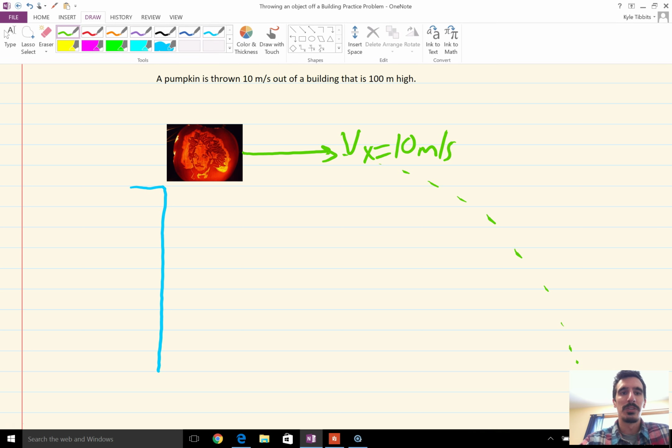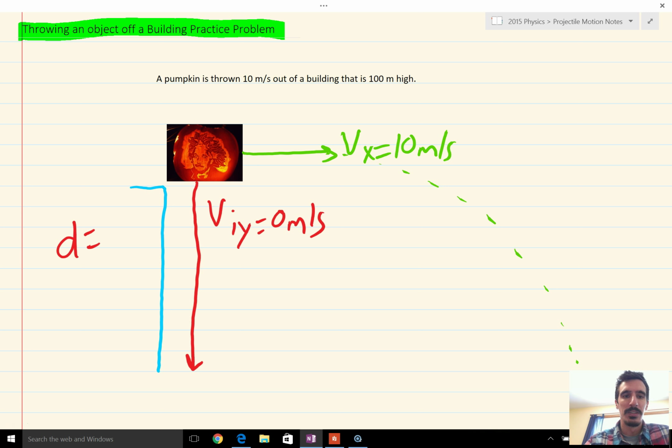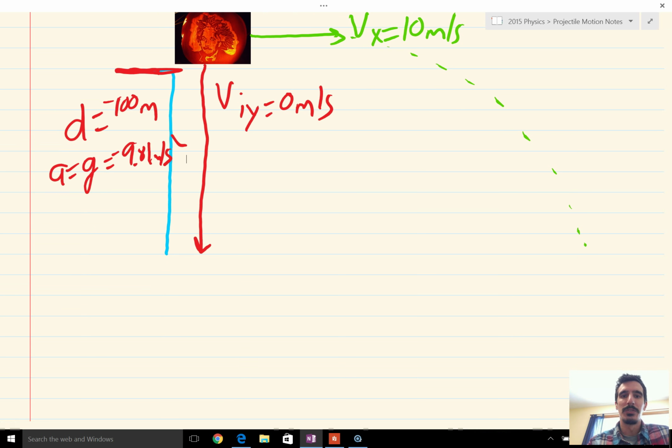So let's look at our vertical aspect. When you throw something horizontally, technically this pumpkin is falling straight down. So the initial velocity in the y direction is 0 meters per second. We know the building is 10 meters high. Since it's falling below here at the top, we're going to call it negative 10 meters. And we know the acceleration due to gravity is negative 9.81 meters per second squared. Okay, so in the vertical direction, we know Vi, d, and a.